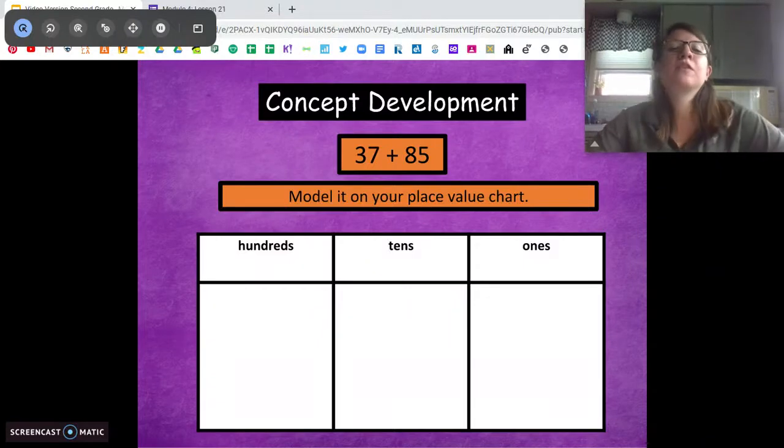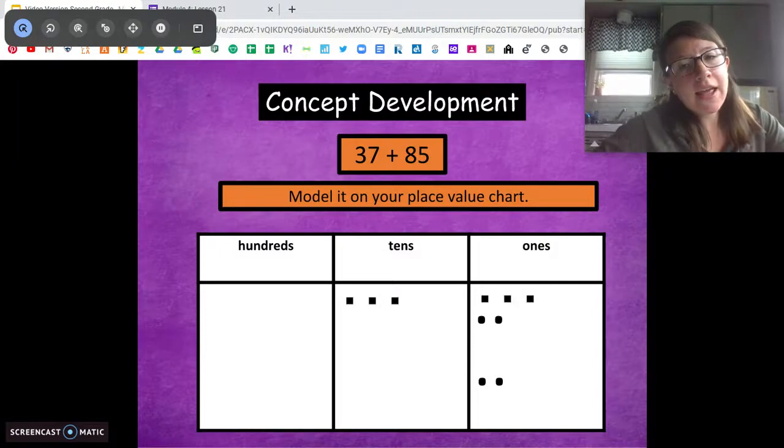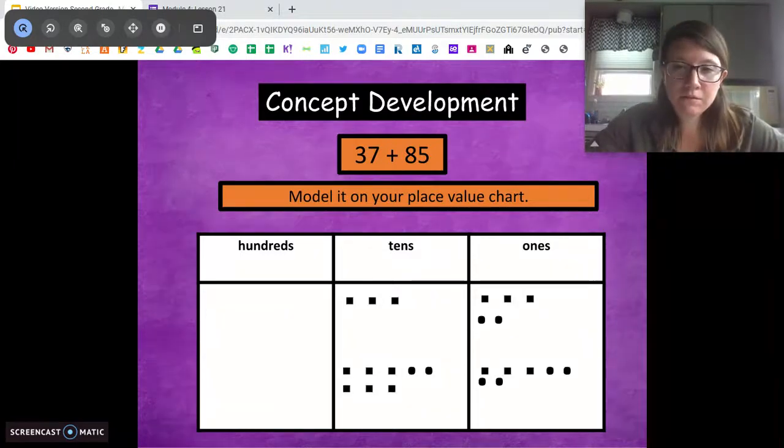Awesome, let's go over it. So we're going to do 37 and 85. Oh, my drawing's a little messed up there. Messed that up a little bit, but we'll fix my drawing later.